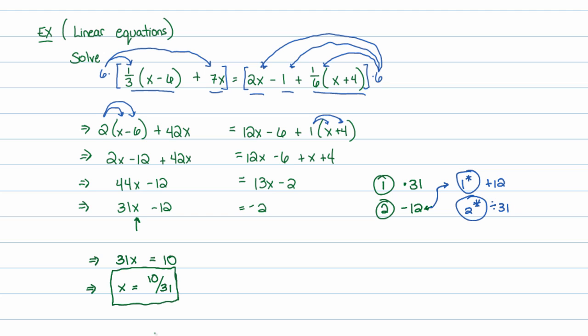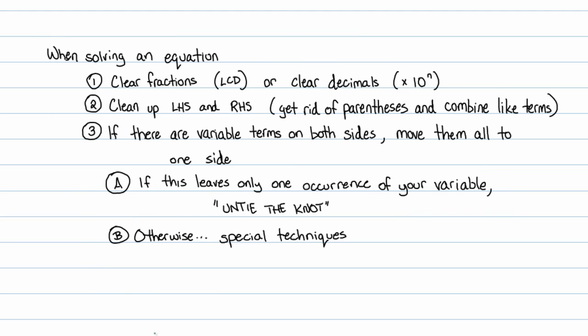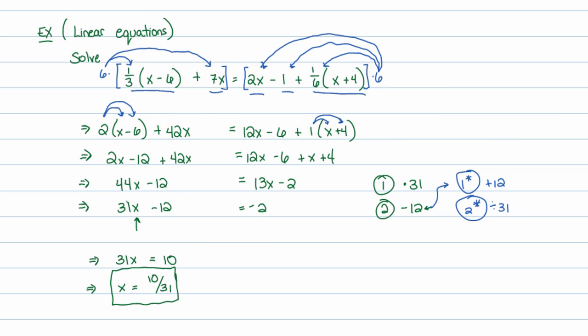And this was just solving a basic linear equation and using this information here. Clear fractions, clean up each side. If there are variables on both sides, move to one side. And then one of two things happens. Either you end up with only one term involving your variable, or you have two terms. This is a case where you have one. Now, what happens if you have two variables?